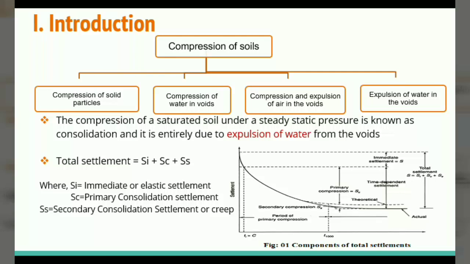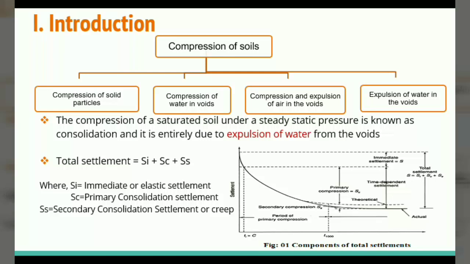So you can see after the completion of the primary consolidation, the reduction in the volume continues at a very slow rate even after the excess hydrostatic pressure developed by the applied pressure is fully dissipated. And this reduction in the volume occurs due to the plastic readjustment of the solid particles. And this occurs at a very slow rate.